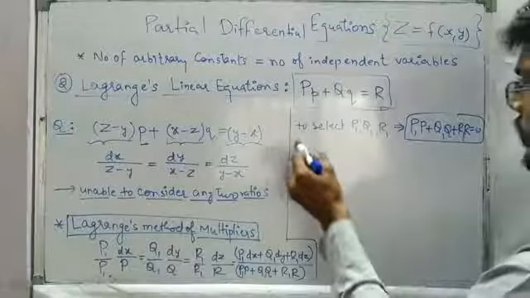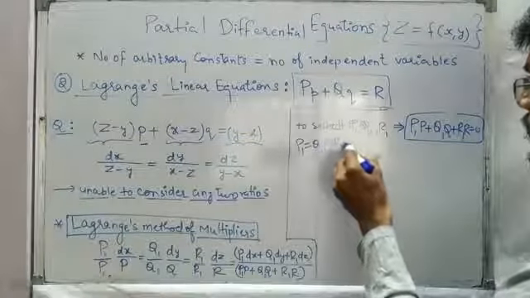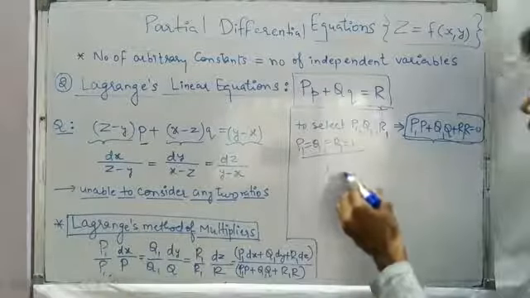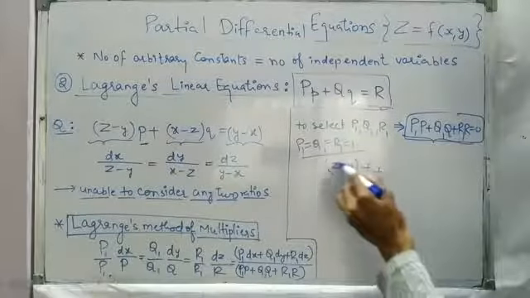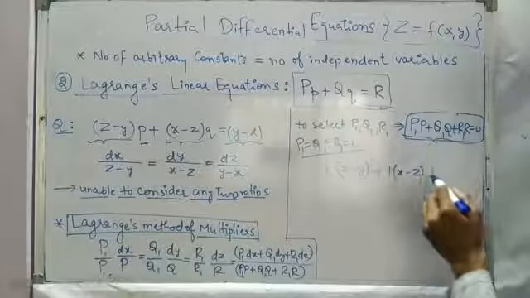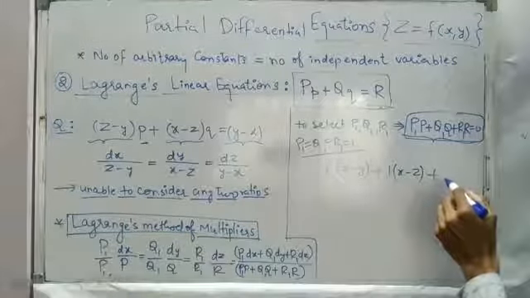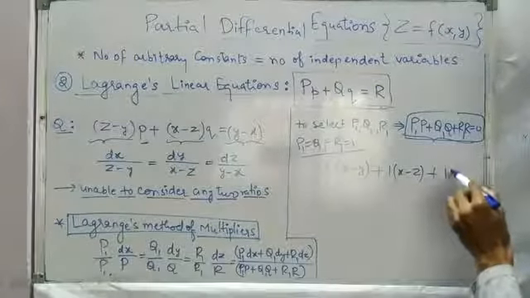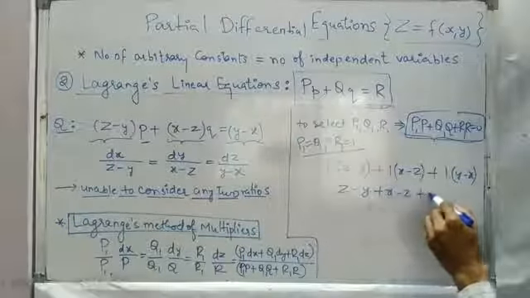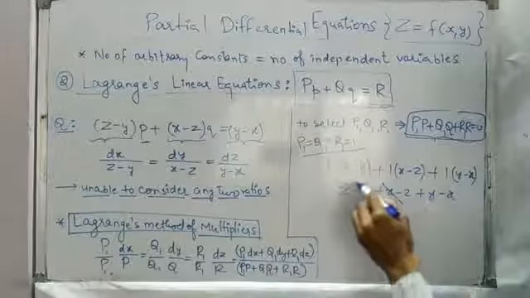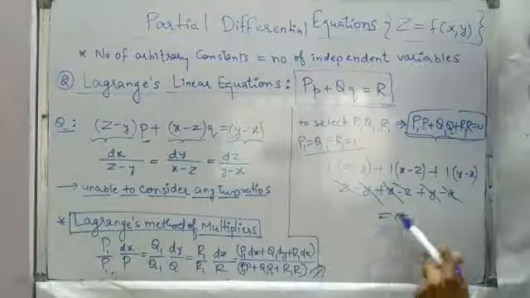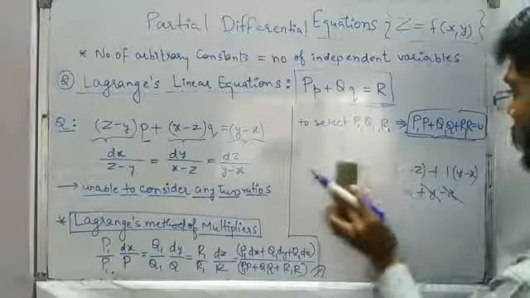If I take all the values of p1, q1 and r1 as 1 and substitute here, then 1 into capital P is nothing but z minus y, plus q1 is 1 and capital Q is x minus z. These are all capitals, so don't confuse them with small p, q and r. And r1 into capital R is y minus x. If you solve, this is z minus y, this is x minus z, and this is y minus x. So x minus x is 0, y minus y is 0, and z minus z is 0. So we get the denominator as 0. So our multipliers are nothing but 1, 1 and 1.